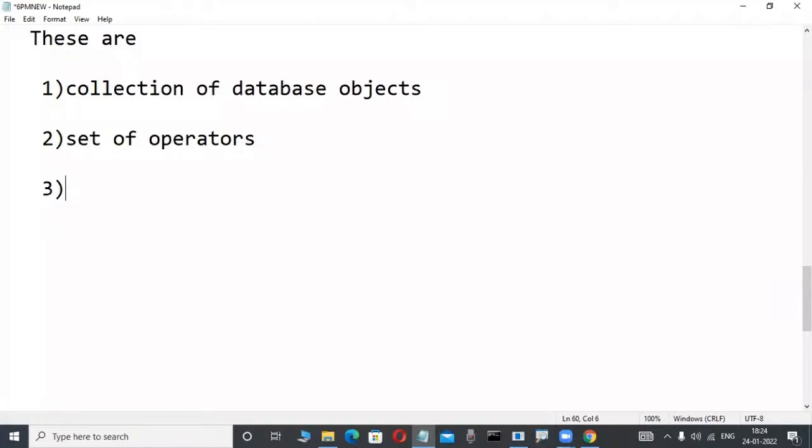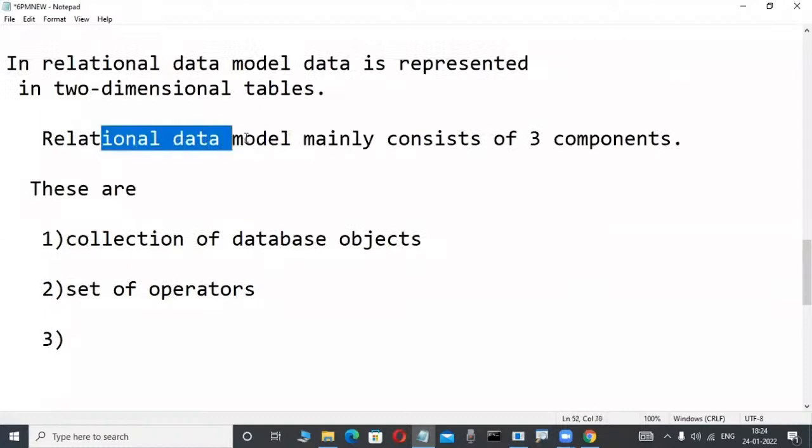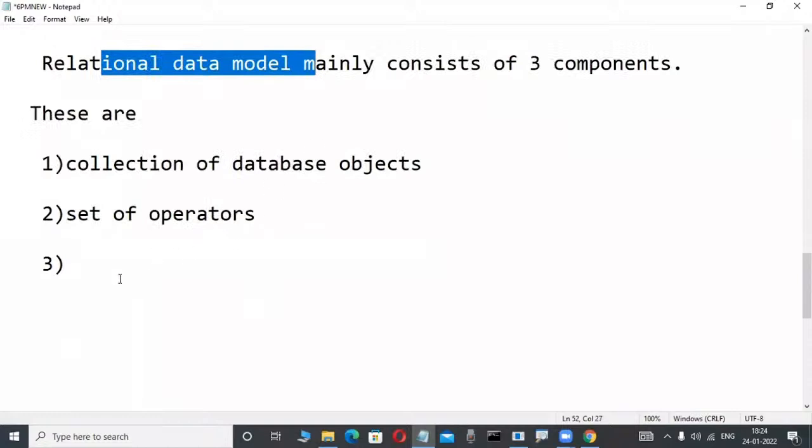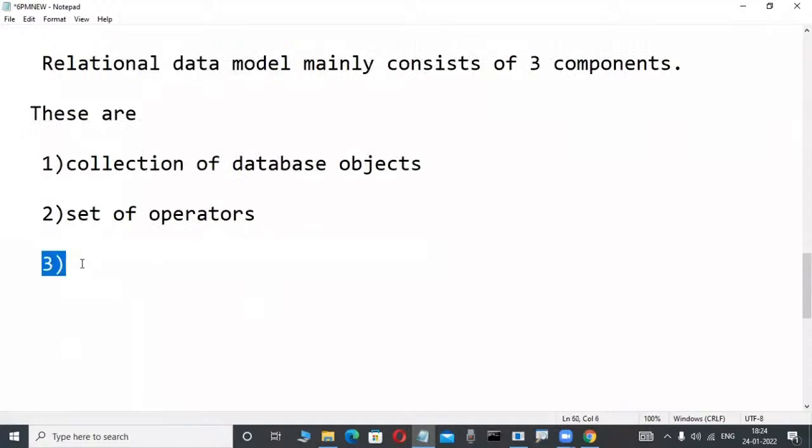Actually, in the relational data model, this is where learners, or experienced people in interviews, face difficulty. Only the third point is important; these two are dead. This third point is the most powerful. Relational data model products always work based on a set of integrity rules. Very, very important.